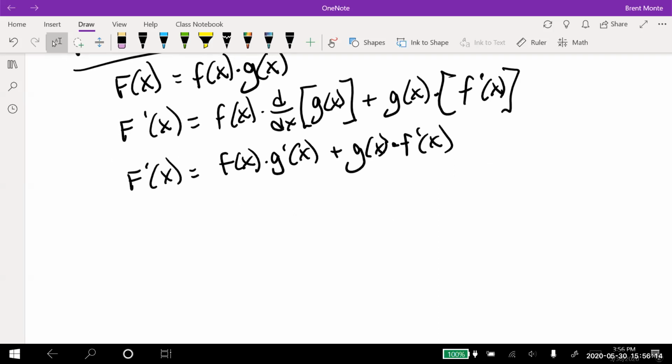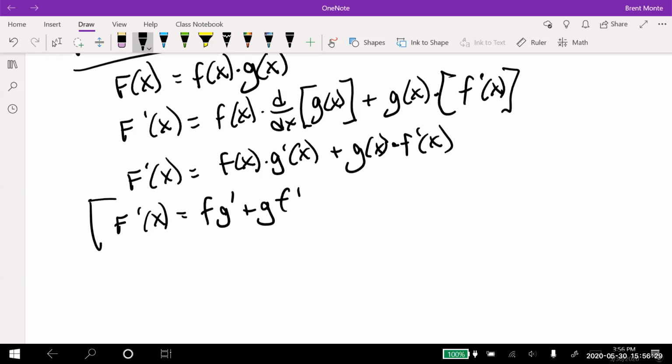I even write it simpler than that, actually. Now, the notation's not good, but we're not mathematicians here. If you're a mathematician, you're in the wrong class. So it's the first times the derivative of the second plus the second times the derivative of the first. That's how I like to think about it. And notice we've got multiplication and addition going on.